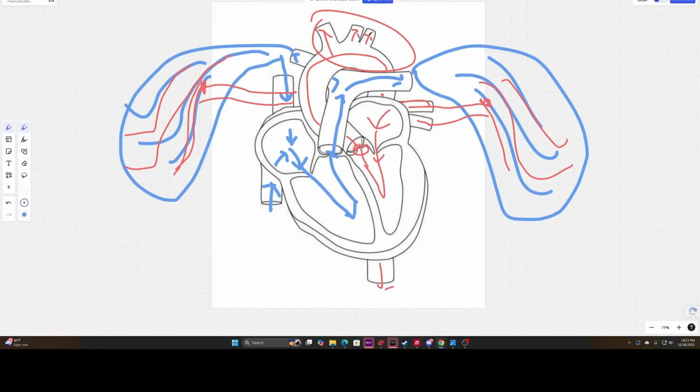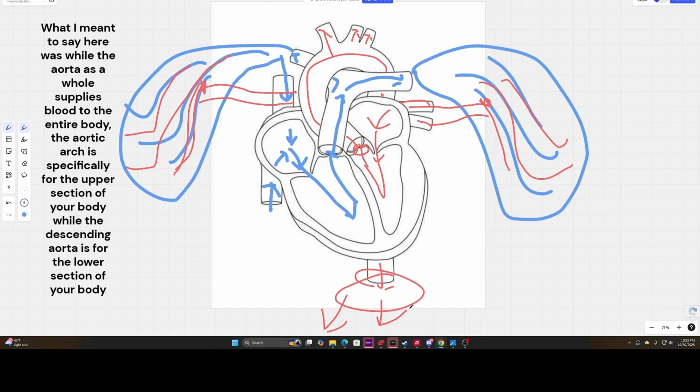So like this aortic arch, it'll support the aorta in total, so this entire thing, can't really see it because it's behind there, but the aortic arch, this is your arch right here, that will take it to the upper parts of your body, so like your arms, your head, all that. And then this descending aorta here will take it to the lower parts of your body.